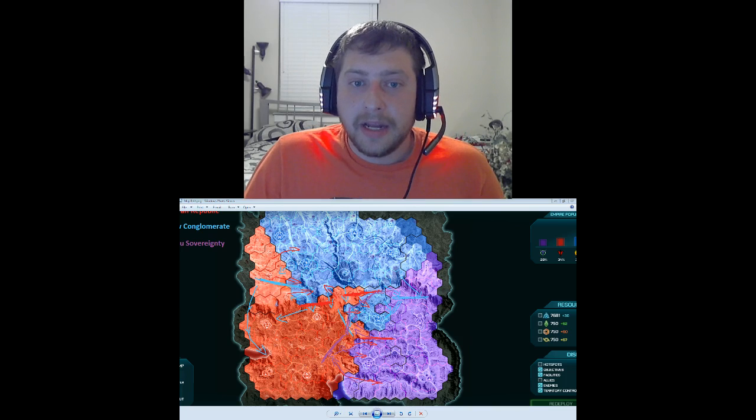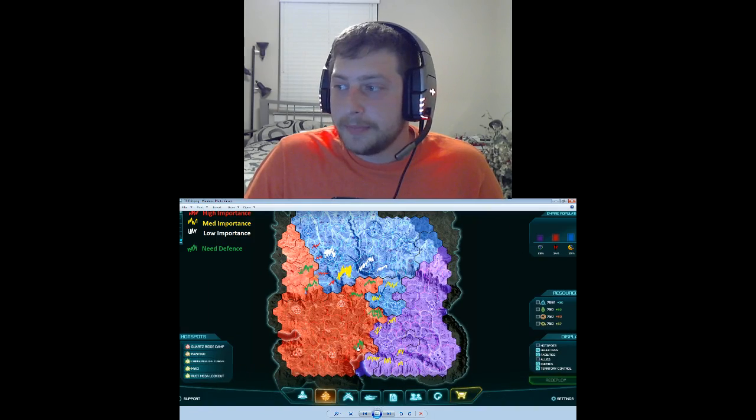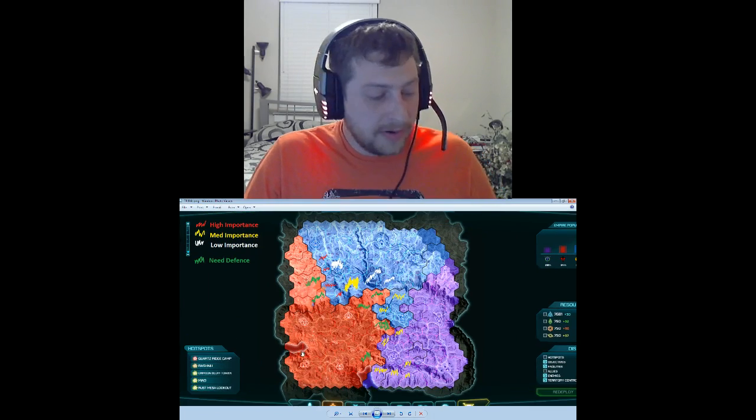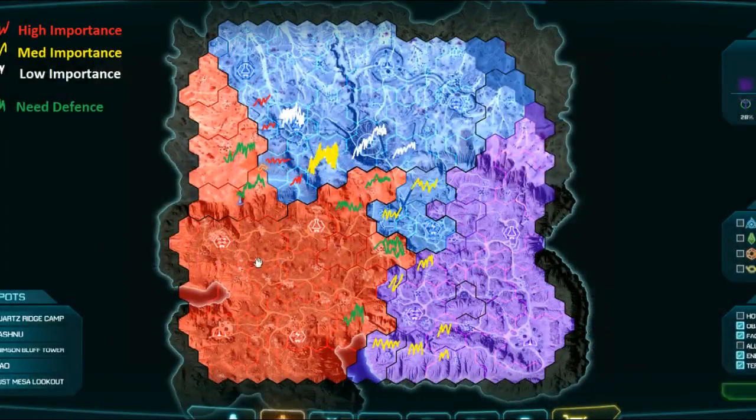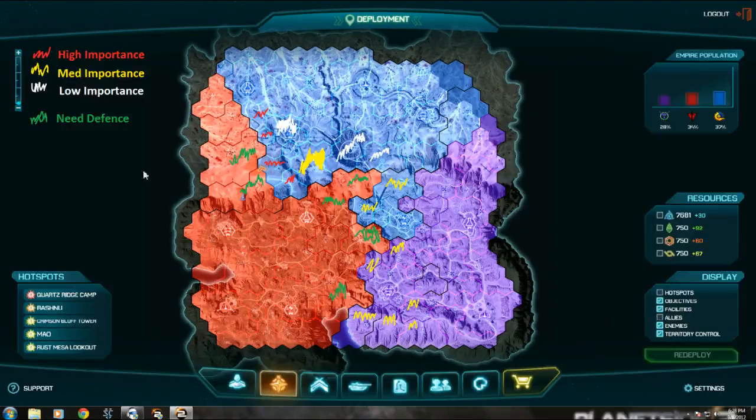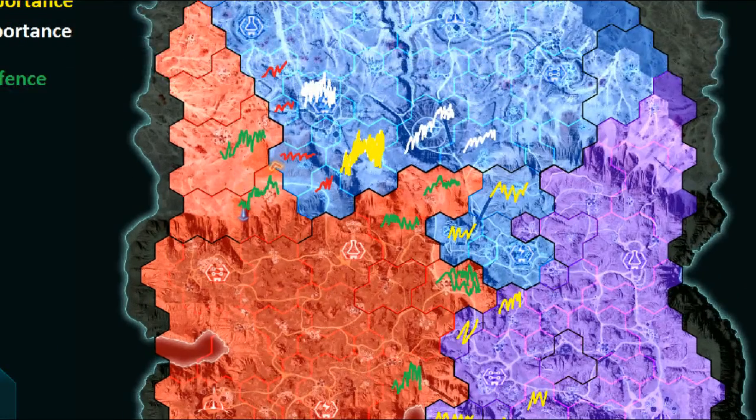Let me go ahead and pull up just the TR version. This map's a little bit different. I have the high importance, medium importance, and low importance marked in all different colors, and the spots that need to be defended as TR. The problems I see in this map are the TR are going to be cut off in the north. There is no ifs, ands, or buts about it.